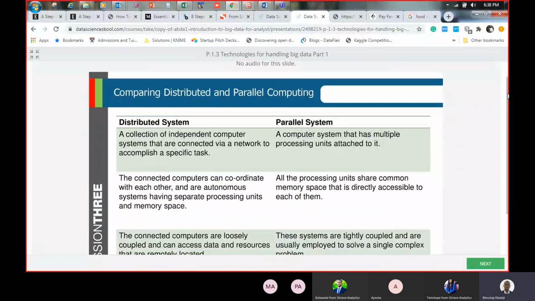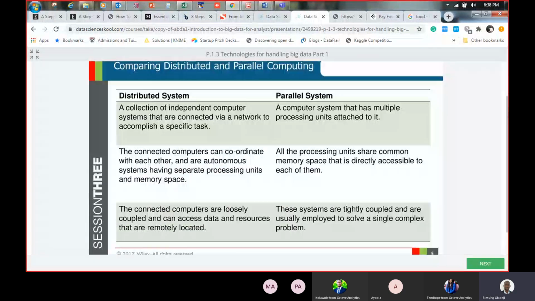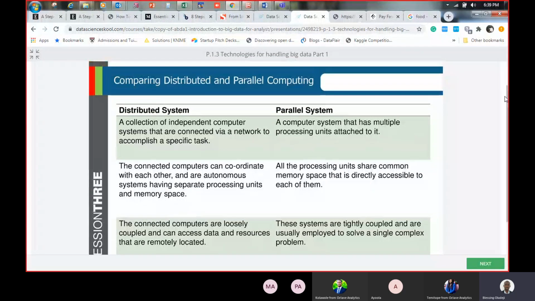So, in comparison of distributed computing with parallel computing, distributed computing is, as I said earlier, a collection of multiple computers that are connected together. But in a parallel computing system, that one only has multiple processing units. I really wish I could draw on the board, because I cannot demonstrate this properly without drawing it.